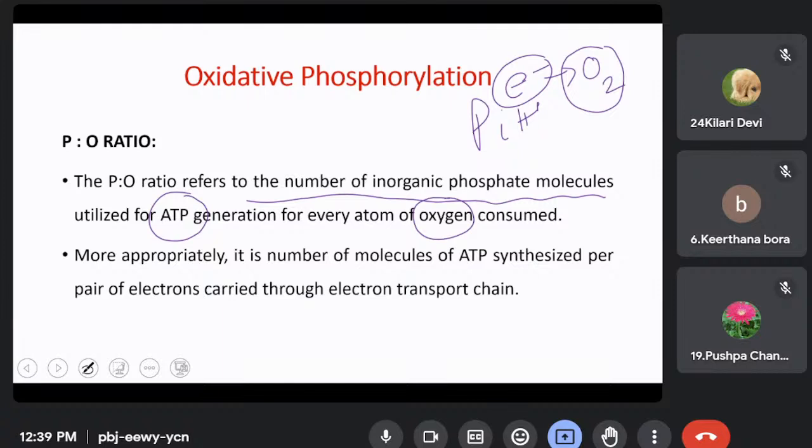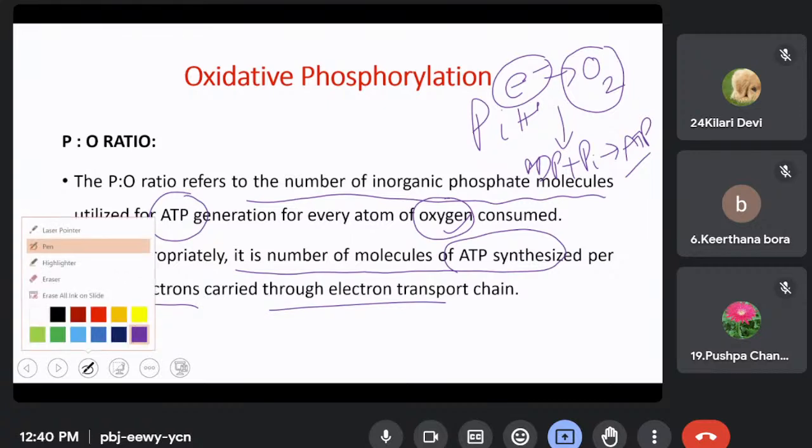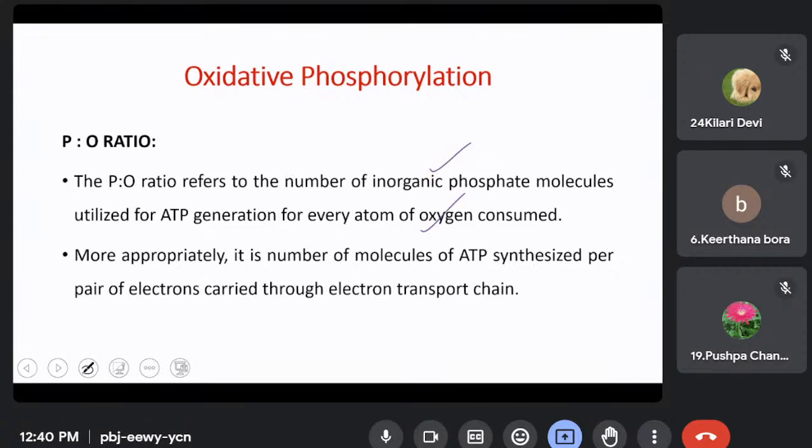Inorganic phosphate molecules are utilized for the synthesis of ATP from ADP. So we can define the P to O ratio not only in terms of oxygen consumed, we can define it in terms of electrons transported also. So the P to O ratio is the number of molecules of ATP synthesized per pair of electrons carried through the electron transport chain. So either by relating inorganic phosphate to oxygen consumed or by relating the number of ATP synthesized to the electrons transferred, you can define the P to O ratio. It can be defined in both ways.